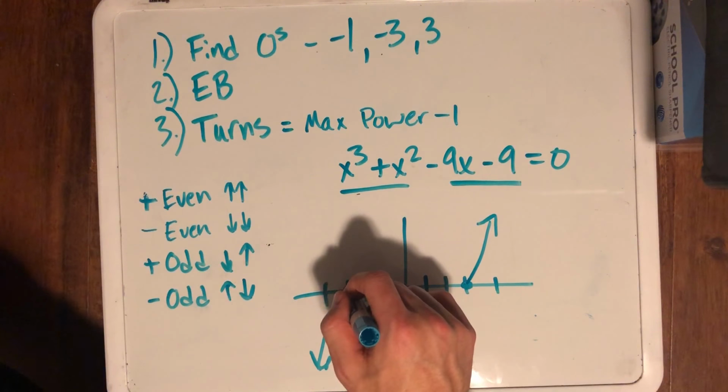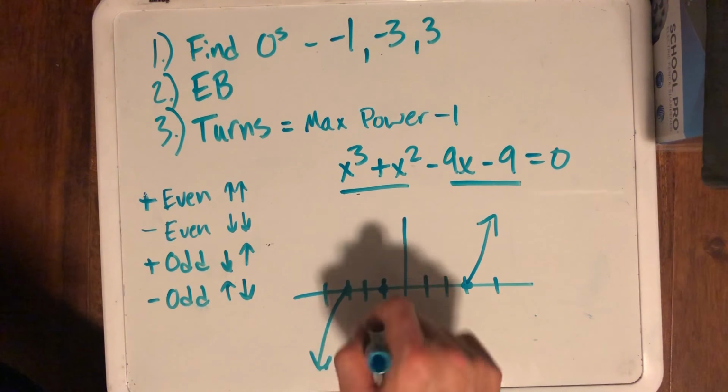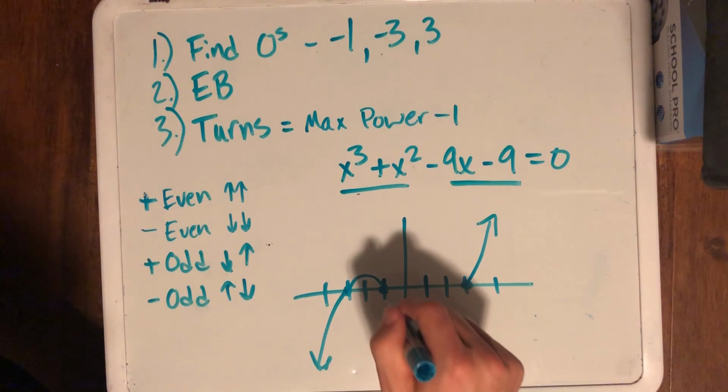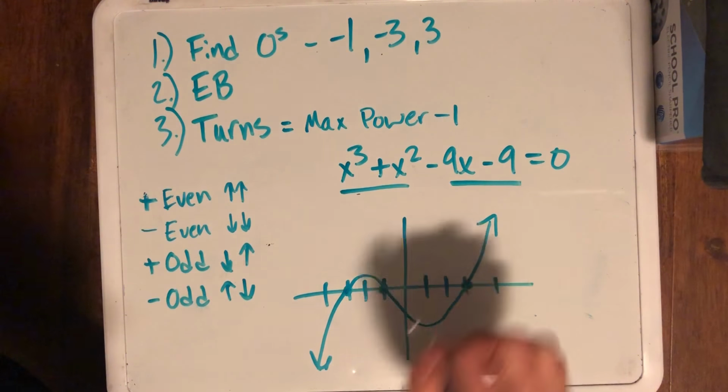So if I were to do this, I'd connect from our far left dot to this dot, or from -3 to -1, and just do a little hill right there. And then to connect from here to there, I'd do that guy.